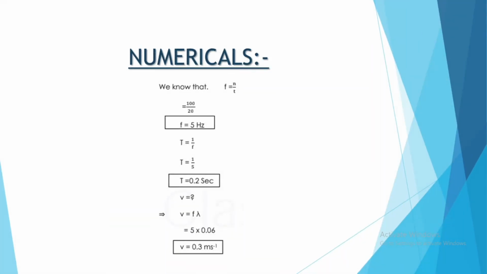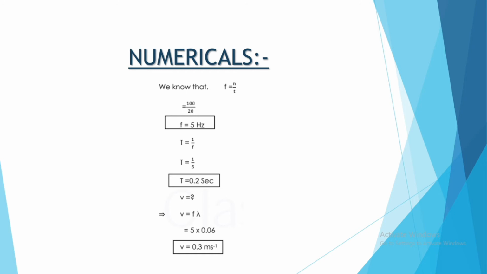First of all, we know that F is equal to N upon t. So 100 upon 20 is the frequency, which is 5 Hz. Then we'll calculate the time period. T is equal to 1 upon F. T is equal to 1 upon 5, which is 0.2 seconds.